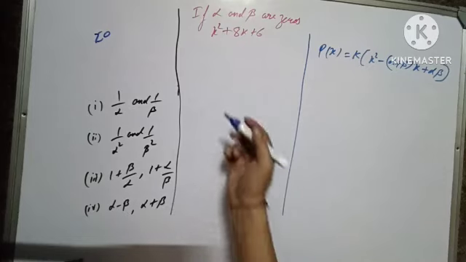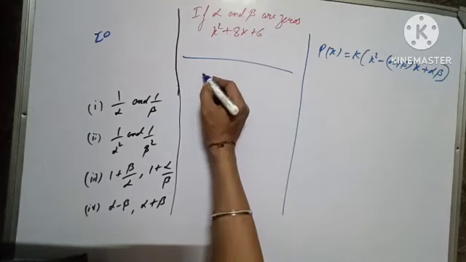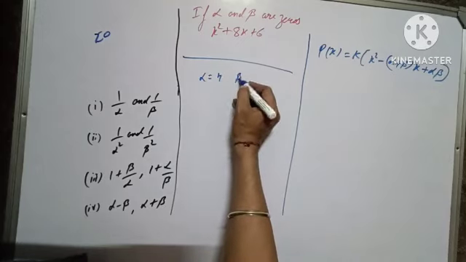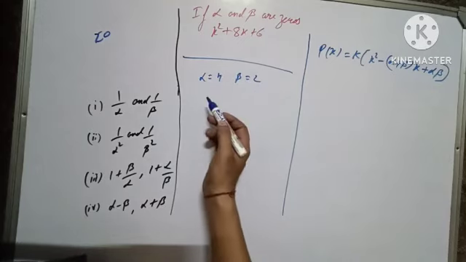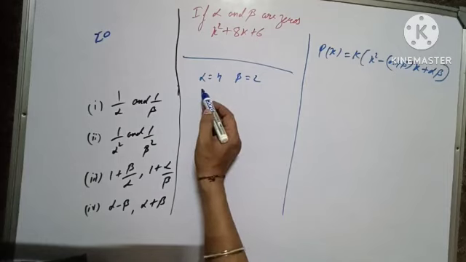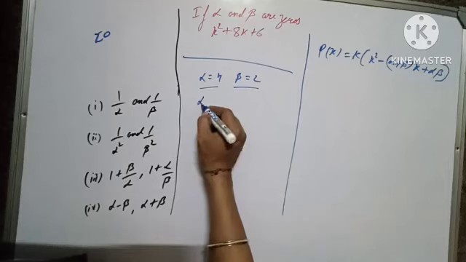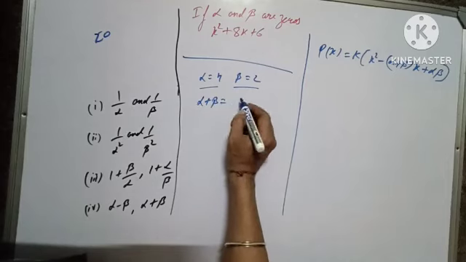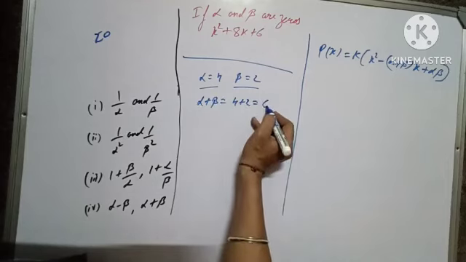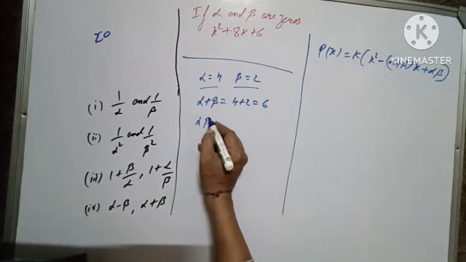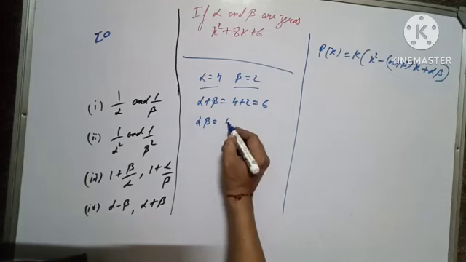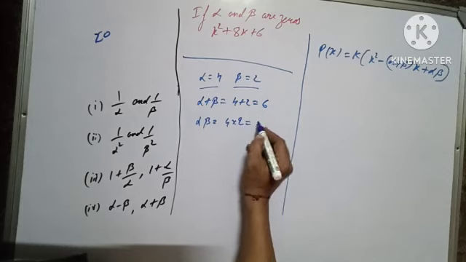Before that, let us take an example. If alpha value is 4 and beta value is 2, and we need to find the polynomial whose zeros are 4 and 2, the sum of the zeros, that is alpha plus beta, is 4 plus 2, that becomes 6, and the product of those two zeros is 4 into 2, that is 8.